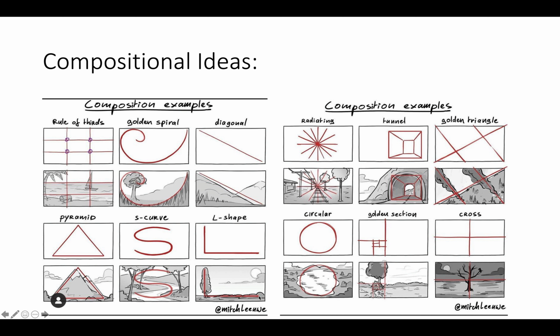L shapes, won't go too much into that one, but yeah, it's a nice kind of a border, we could say. This could be like the border into another subject in the middle, for example. Radiating lines, this is a really strong composition and creates lots of depth in your image. You have these converging lines all meeting at a point.